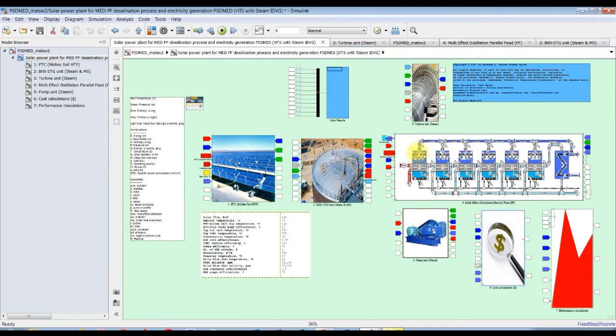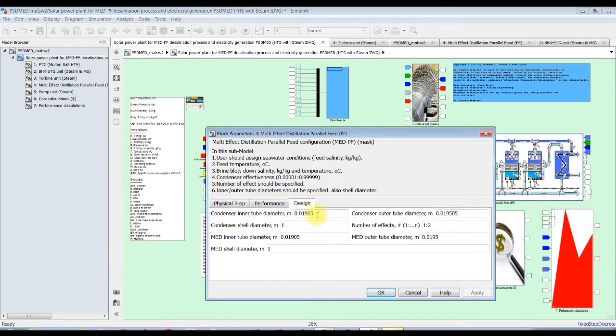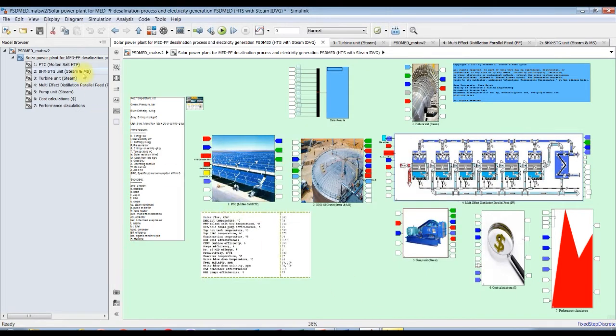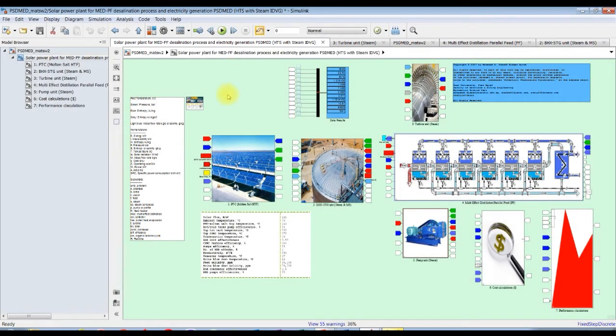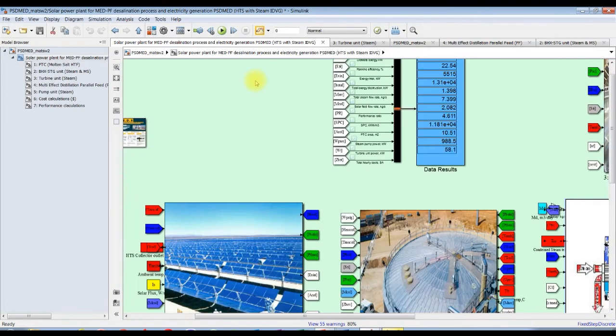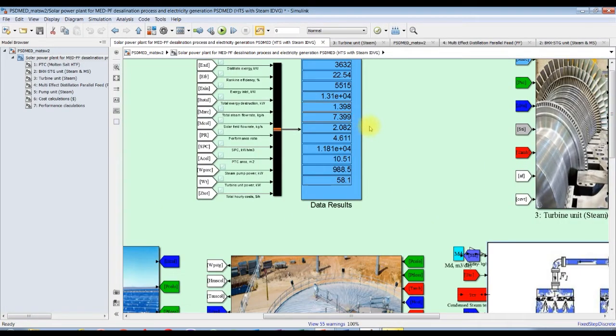Okay, now this is MED. Yes, design. Yes, this is design limits, shell diameter, tubes diameter, and number of effects is a matrix, from 1 up to 2. And let's go and see now if we hit run. Okay, there are some results, as you can see here.